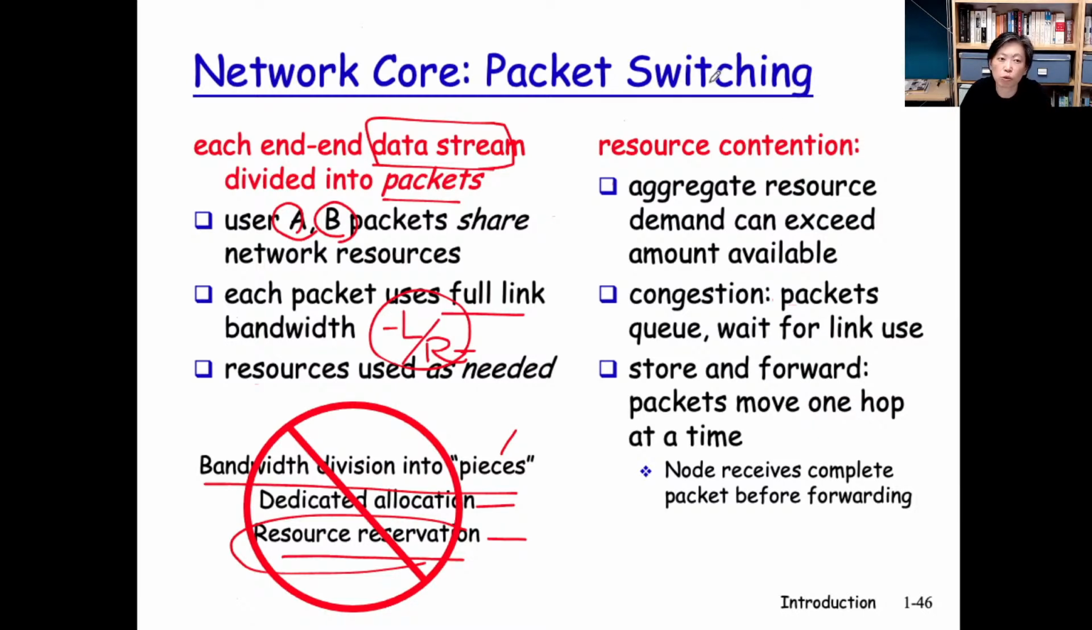Now let's look at what's wrong with packet switching. First of all, we will have resource contention because there's no reservation mechanism. What if A and B both have a lot of data to send, so the resource demand is beyond the available resource? We call that situation network congestion. In that particular situation, packets will have to queue up at these routers and wait for link queues. So you see here, wait, the key word.